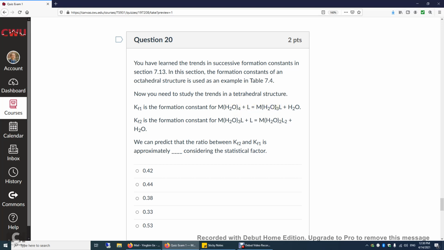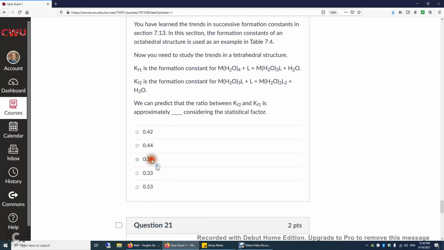All right, 4-to-1 ratio. But now you look at this reaction. This L again is trying to replace one of the 3 aqua ligands, so 3 options. Now in the reverse direction, water is going to replace L, 2 options. So the statistical factor is 3/2. Over here it's 4/1, over here 3/2. So 3/2 divided by 4/1, I think it's 3/8. 3/8 is 0.375. This is the closest answer.